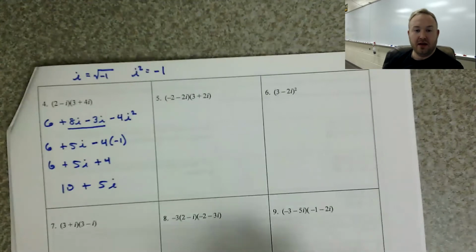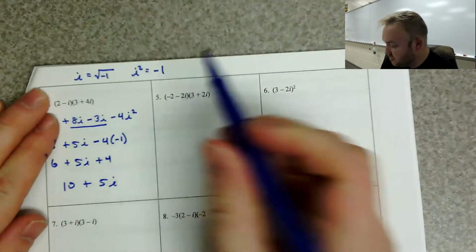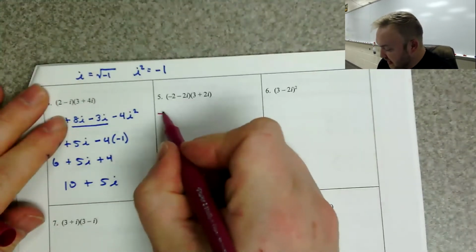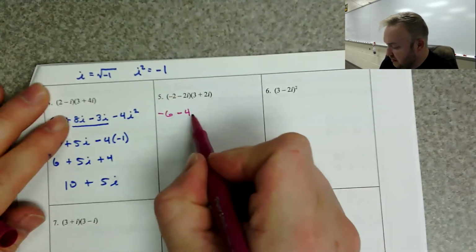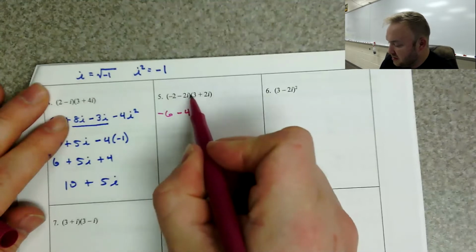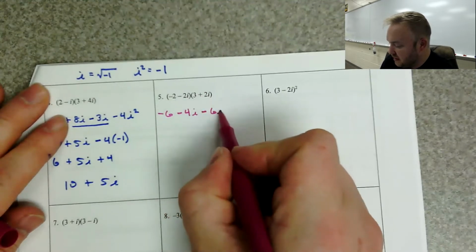Okay, we're going to FOIL here again, so -2 times 3 is -6. My outer product is -2 times 2i, which is -4i. My inner product is -2i times 3, which is -6i.